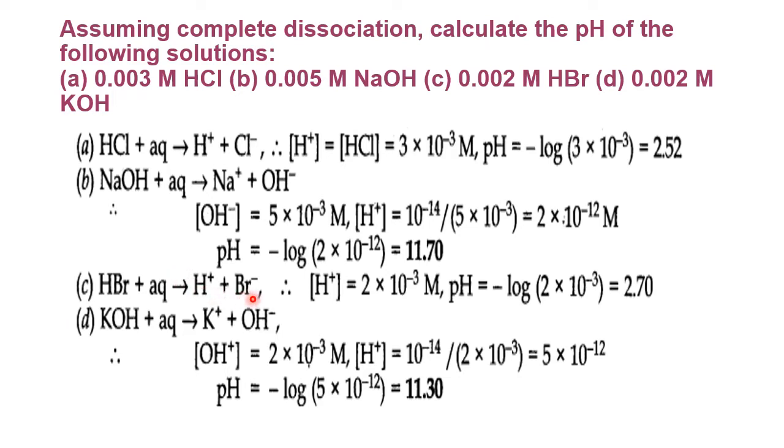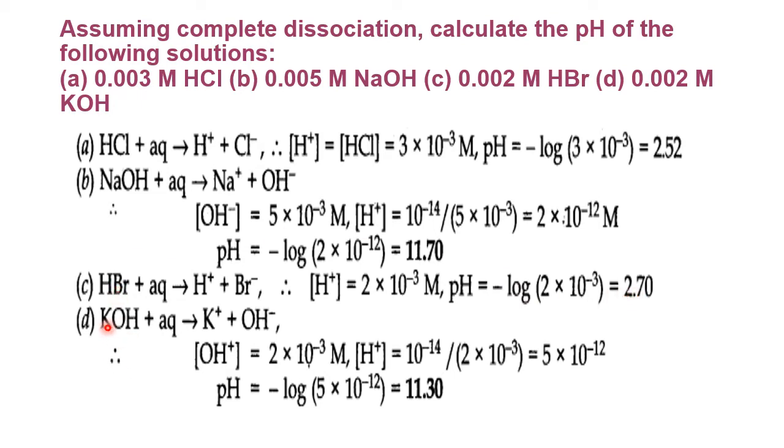In the same way, for the third, HBr dissociates into H plus and Br minus. Whatever concentration of HBr is here, that is the H plus only, because it has dissociated completely. So this much concentration of H plus is there. Directly here, there is no need to go for the indirect method. So pH equals this value; after simplification, 2.70 is the pH value.